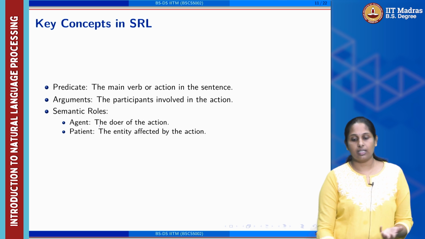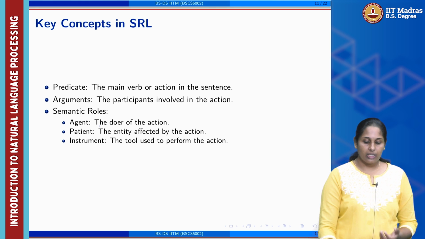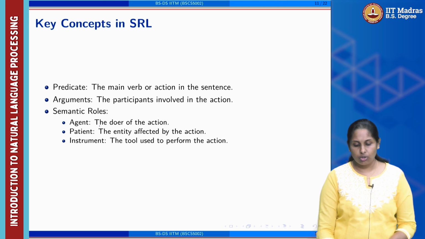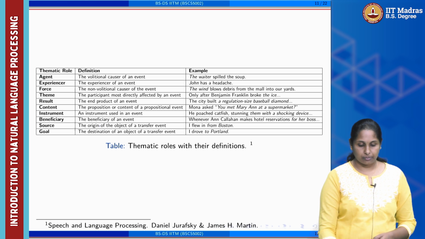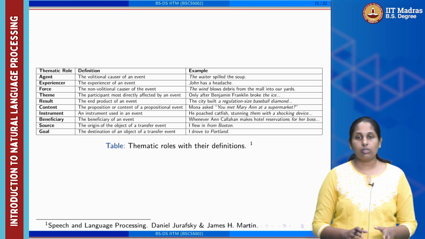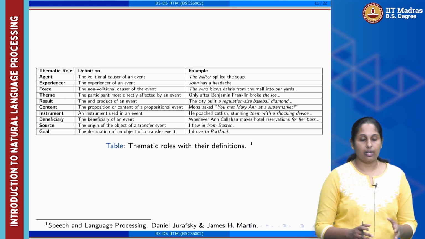Patient, the entity that is affected by the action. Instrument is nothing but the tool which is used to perform that action. Location is where the action occurs. So the thematic roles with their definitions are given here in this table.